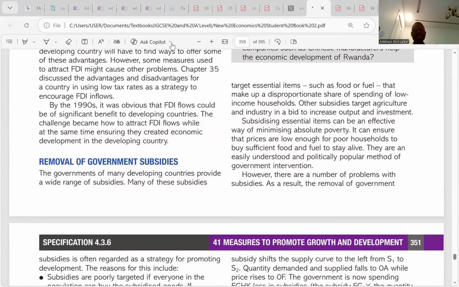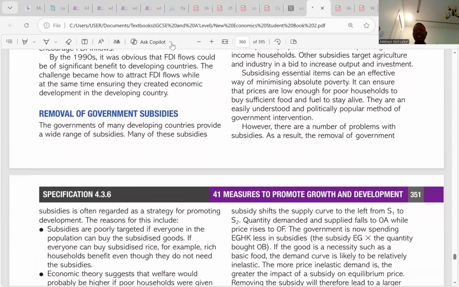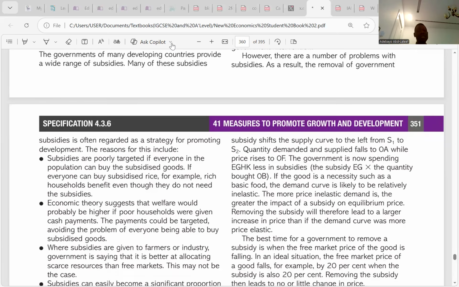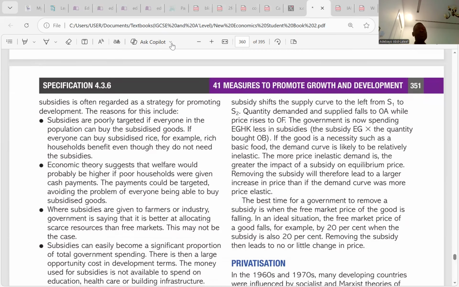Subsidizing essential items can be an effective way of minimizing absolute poverty. It can ensure that prices are low enough for poor households to buy sufficient food and fuel to stay alive. They are an easily understood and politically popular method of government intervention. However, there are a number of problems with subsidies. As a result, the removal of government subsidies is often regarded as a strategy for promoting development. The reasons for this include: one, subsidies are poorly targeted if everyone in the population can buy the subsidized goods. If everyone can buy subsidized rice, for example, rich households benefit even though they do not need the subsidies.